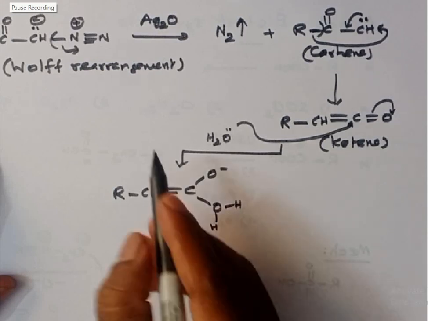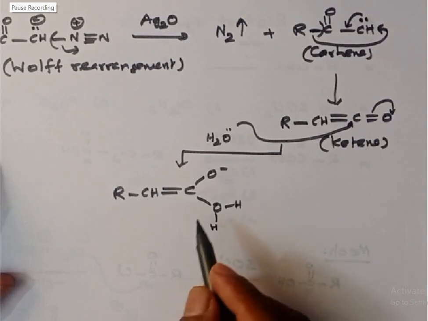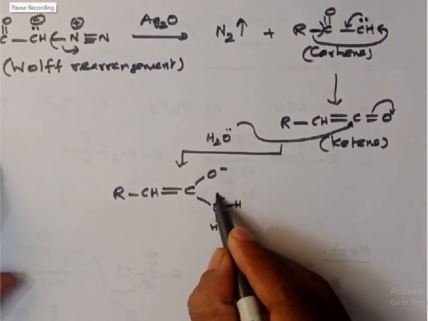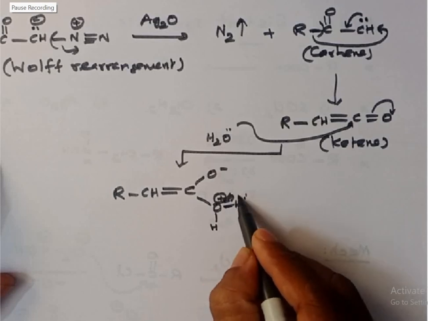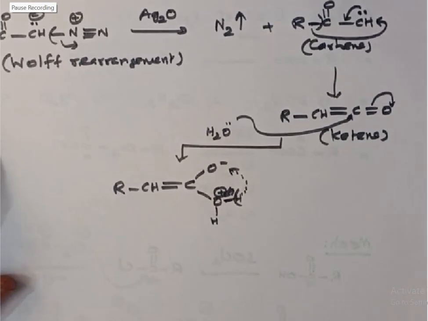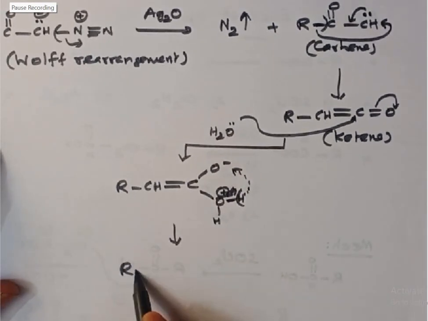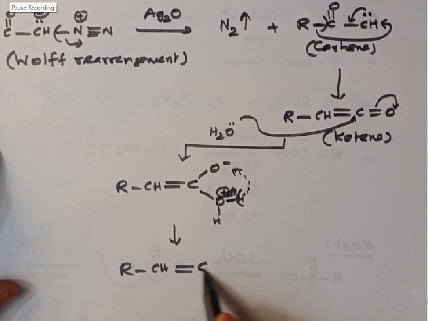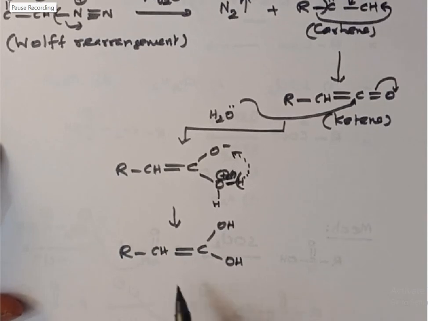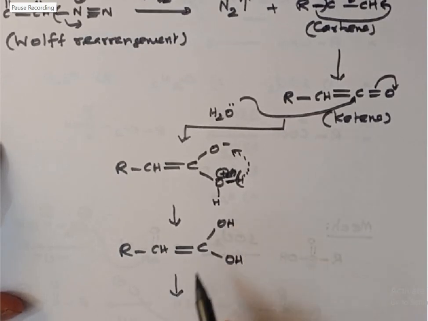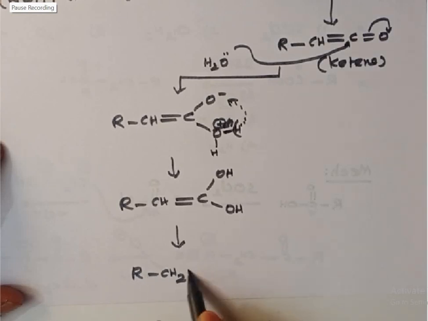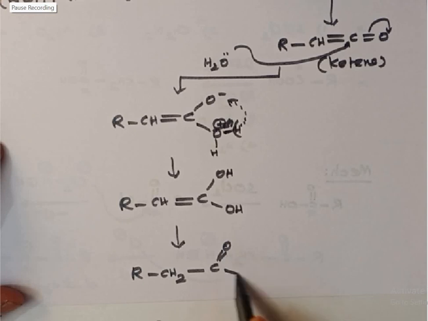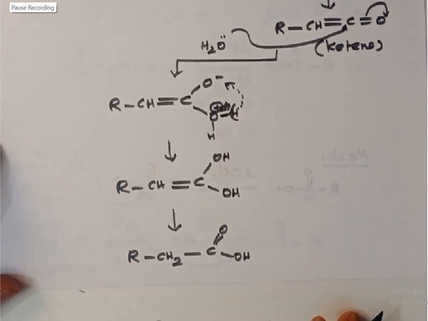Now we had HCl in the reaction mixture, and you can also see this oxygen become positive. To neutralize this positive charge, this hydrogen comes out as H plus and gets attached here, so you will get an enol. This enol is highly unstable, so it will undergo tautomerization and get converted into the corresponding ketone, RCH2 single bond C double bond O OH. You will get the corresponding carboxylic acid.